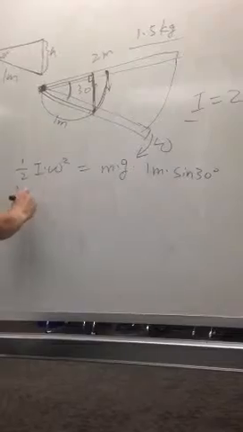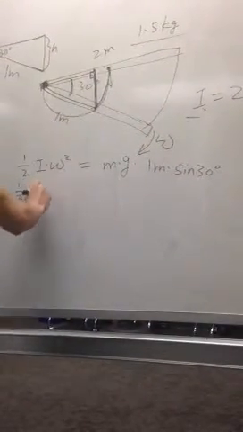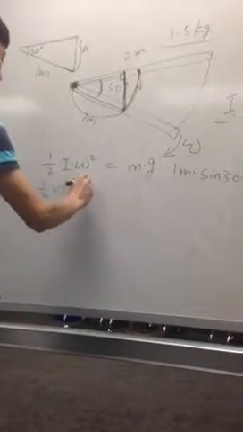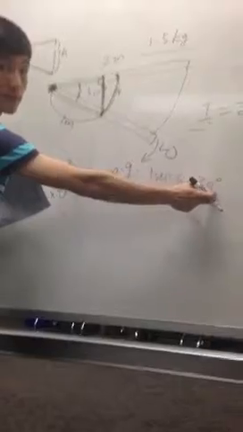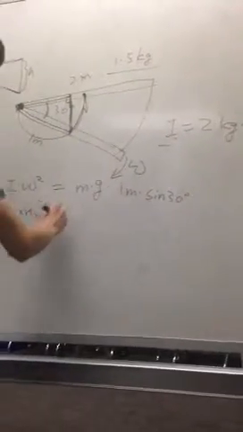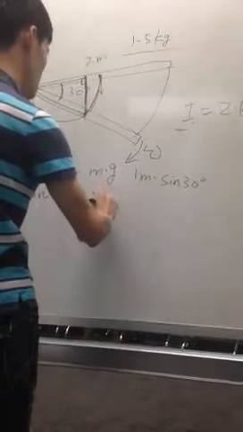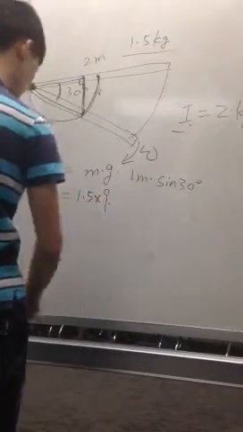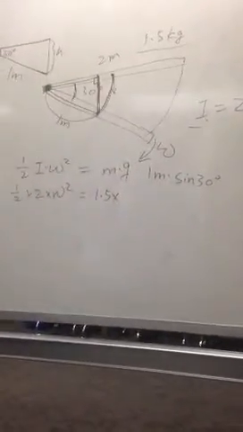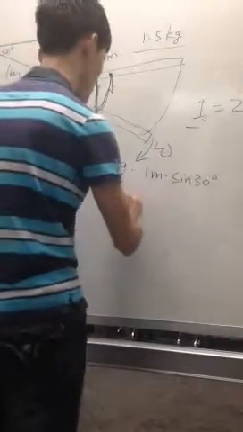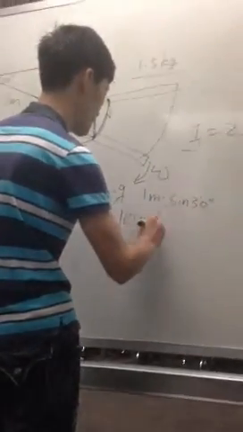It's 1/2. The inertia will be 2. Angular velocity we don't know. So here, right now you understand. The thing is how to calculate it. m is 1.5. g is 9.8. For calculation, we can put 10. For quick calculation, sine 30 degrees is 1/2.